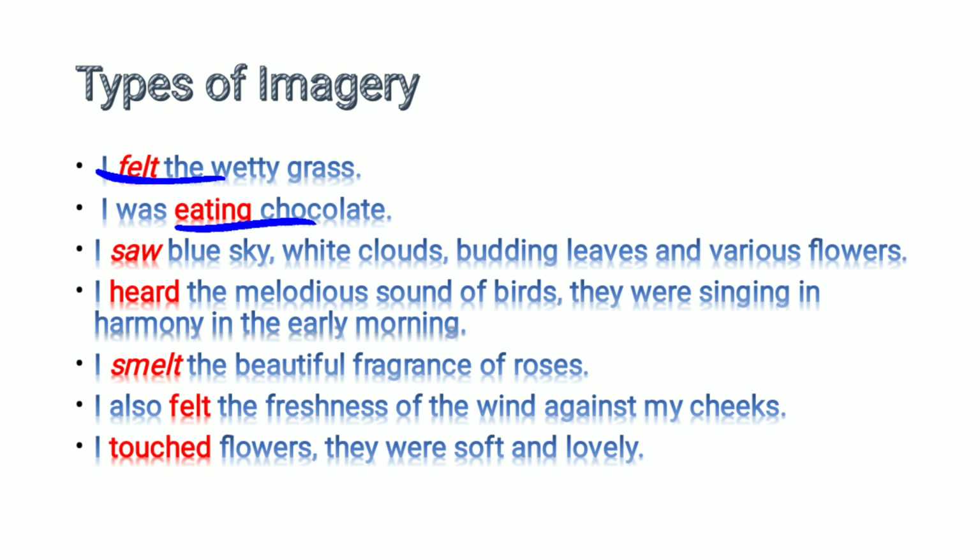Then comes I saw blue sky, white clouds, budding leaves, and various flowers. Here we saw something in imagination. So, when we are concerned with seeing something, then it means we are talking about visual imagery. So, visual imagery is what we see. In this sentence, we see blue sky, white clouds, budding leaves, and various flowers. So, visual imagery is also present in the story.